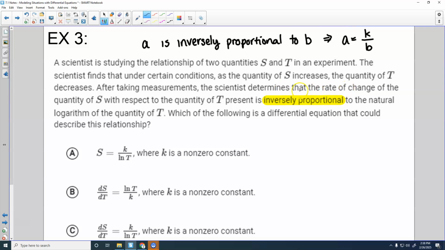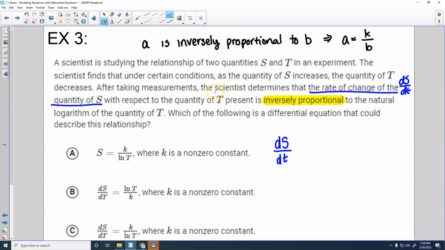The scientist determines that the rate of change of the quantity S, what is that? That is dS/dt. Make sure whenever you do this, like if this were free response, if they use a capital S, you need to use a capital S. If they use a lowercase h, you need to use a lowercase h. It makes a difference in this.